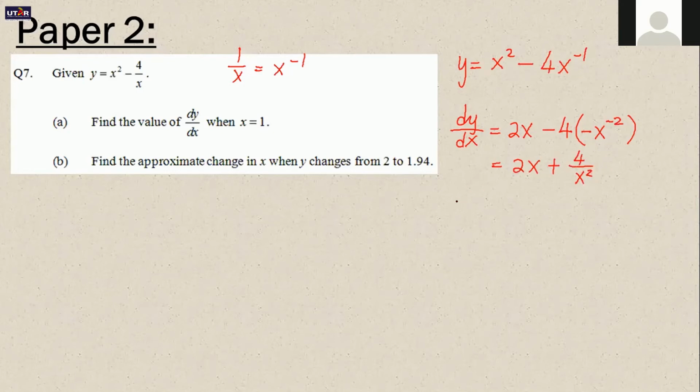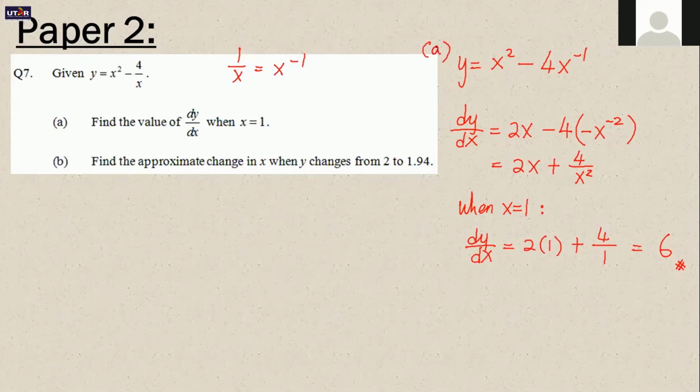Right? So what happens when x equals 1? What is the value of dy over dx? So when x equals 1, the value of dy over dx will equal 2 times 1 plus 4 divided by 1. So the final answer will be 6. Right? 2 plus 4, 6. Okay? So this is the result for part A.